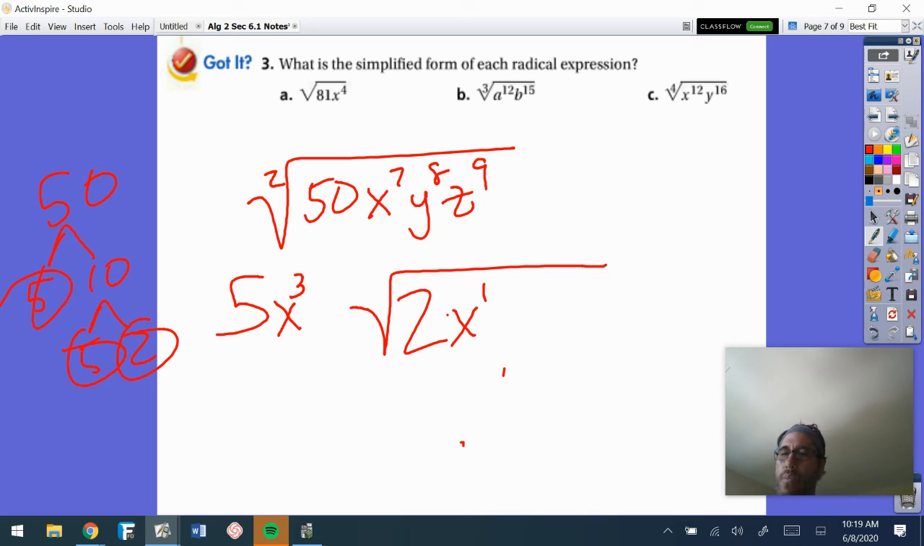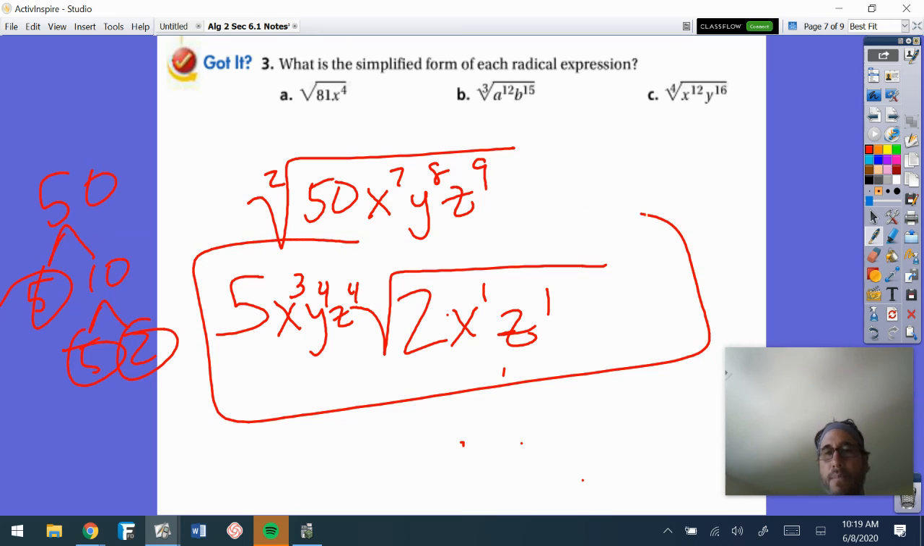Then we go to the y to the 8. 8 divided by 2 is 4, so I'm done with that guy. And then we go to z to the 9. 9 divided by 2 is 4 with one left over. But remember, I had a finger up here, so that z stays.